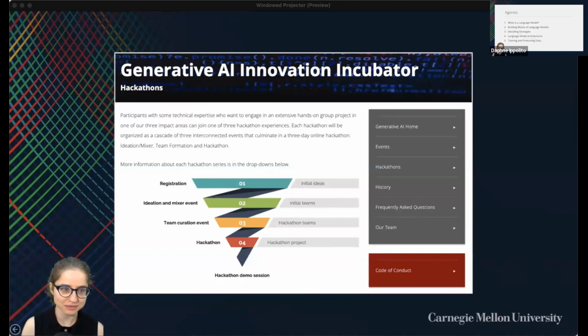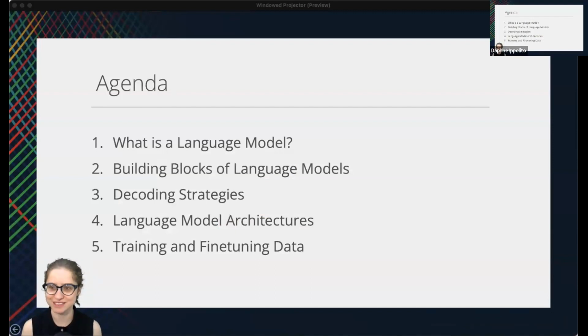So what are we going to be covering in today's talk? I saw a lot of you filled out the Google form that asked you what you're interested in covering, so this is largely based on what people said. First, we're going to talk about just what is a language model. Then we're going to go over all of the building blocks of creating a language model. And next, we're going to talk about decoding strategies, so how you actually use a language model to do generation.